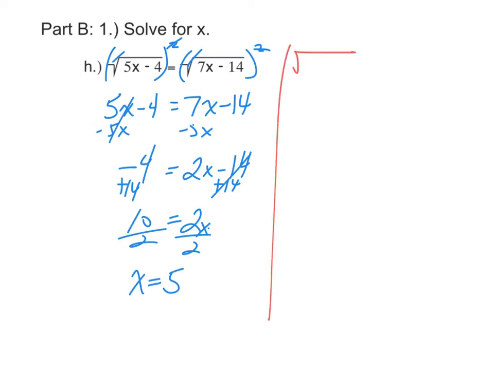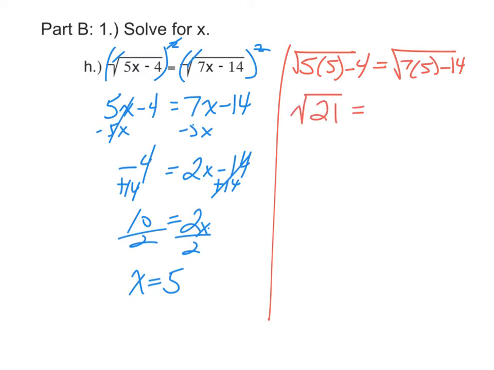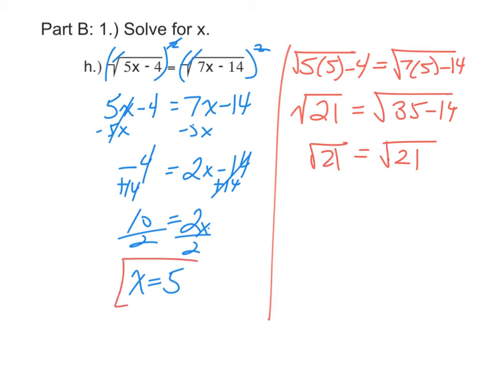Plug it back in. Is the square root of 5 times 5 minus 4 equal to the square root of 7 times 5 minus 14? 5 times 5 is 25, minus 4 is 21. Is the square root of 21. I know you're nervous right now because square root of 21 doesn't simplify real nice, but let's finish up the problem anyway. On the right side, we have the square root of 7 times 5, which is 35, minus 14. 35 minus 14 is 21, so we have the square root of 21 is equal to the square root of 21. That is correct, so our solution is x equals 5.